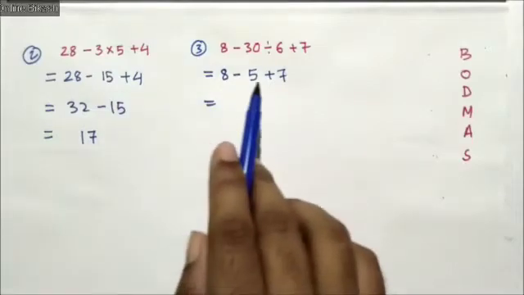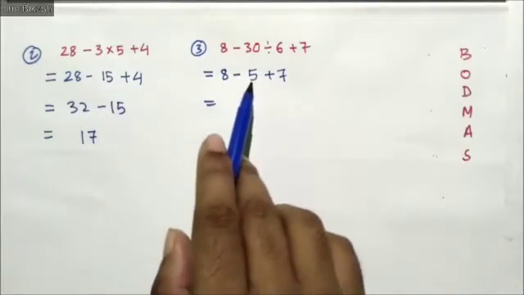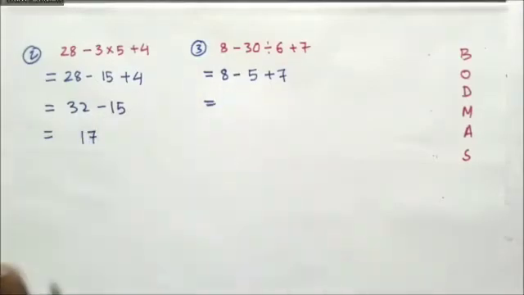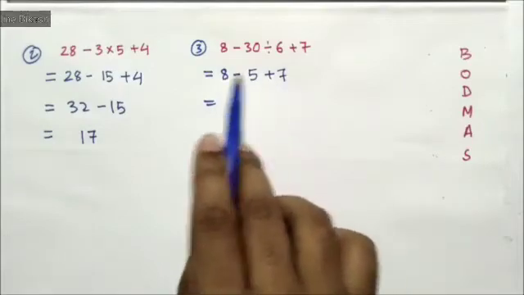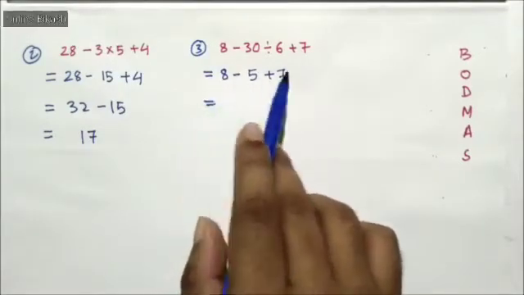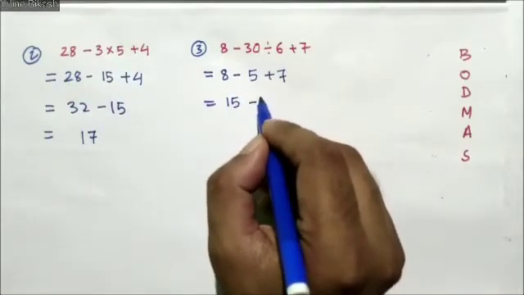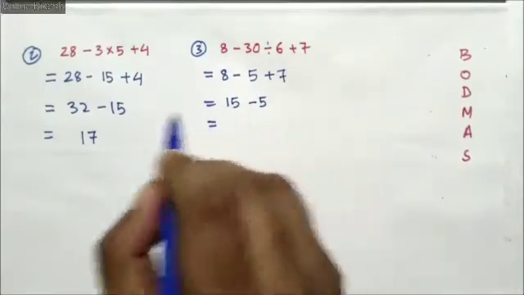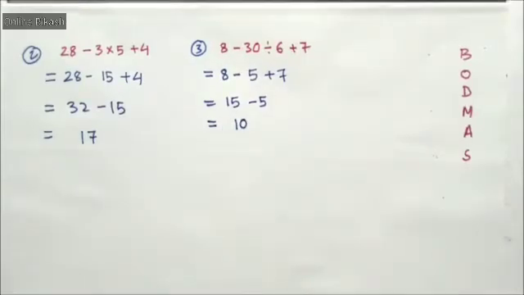Now the 7 also has a plus sign in front of it, but the 5 doesn't have a plus sign, it has a minus sign, so you skip it. So we will add the plus numbers together. 8 plus 7 is, my dear student, 15, and minus 5. If from 15 you subtract the 5, what will be your answer? 10. It is the right answer.